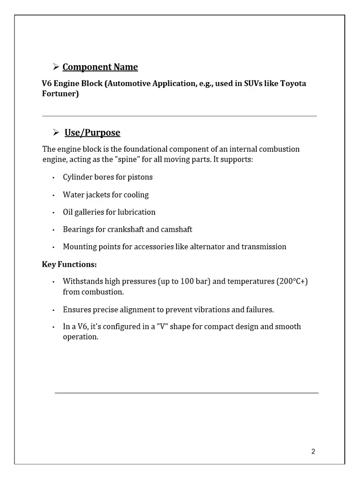Use and purpose. The engine block holds the combination of internal engine parts acting as the spring for moving parts. They can move the parts. It supports cylindrical bores for pistons, water jackets for cooling, oil lubrication, bearings for the crankshaft and camshaft, and mounting points for the alternator and transmission.